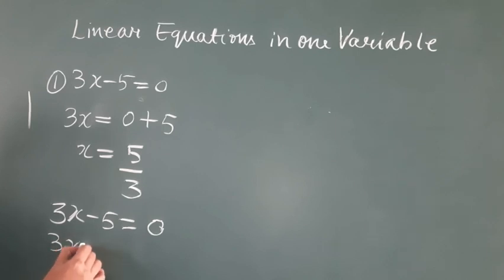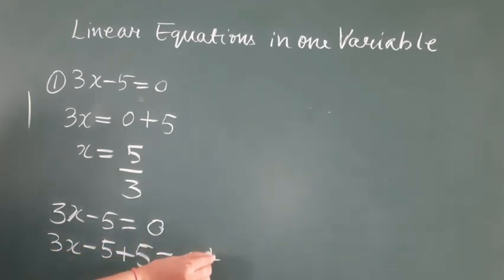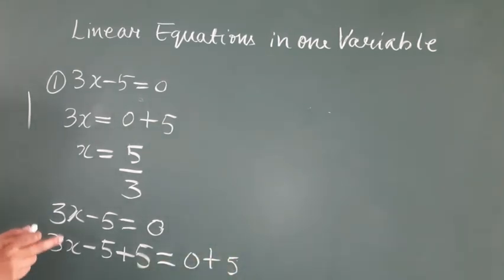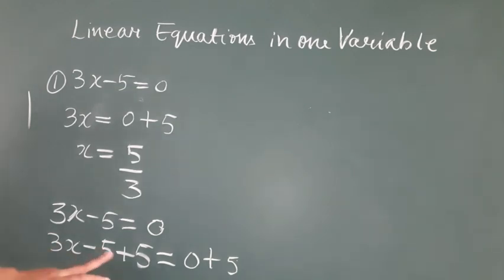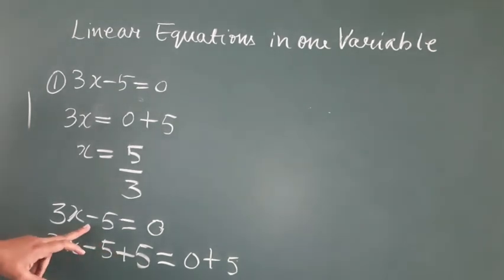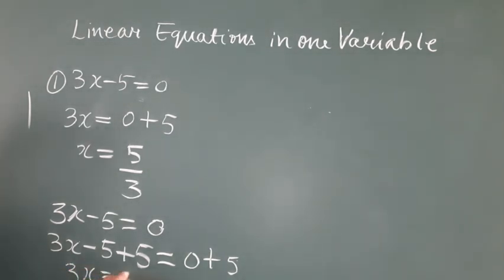So you can write like this, minus 5 plus 5, and here 0 plus 5, and within bracket you will be writing adding 5 to both sides. Why I have added 5? Because this was minus 5. Now to make it plus 5, I am adding 5 on both the sides. So now it will be 3x is equals to 5.